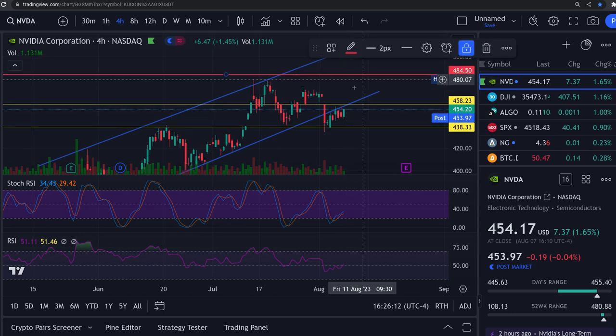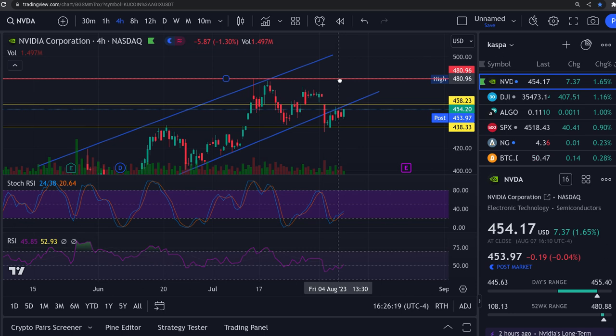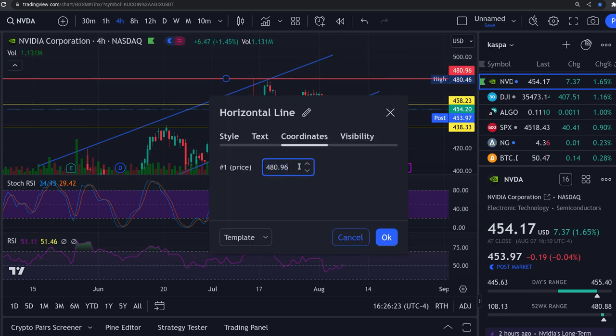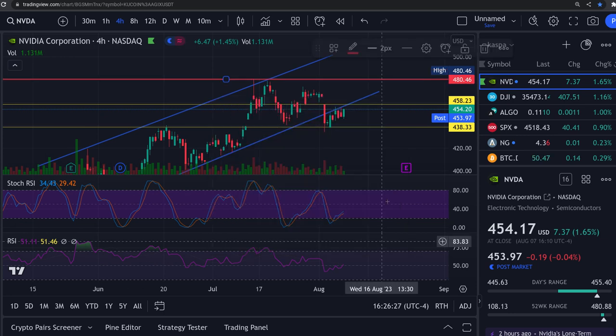So what is the high? 480.46. I don't know why I have my line way up there. I apologize. 480.46. Let's get that perfectly there. There we go. That's where we want that.